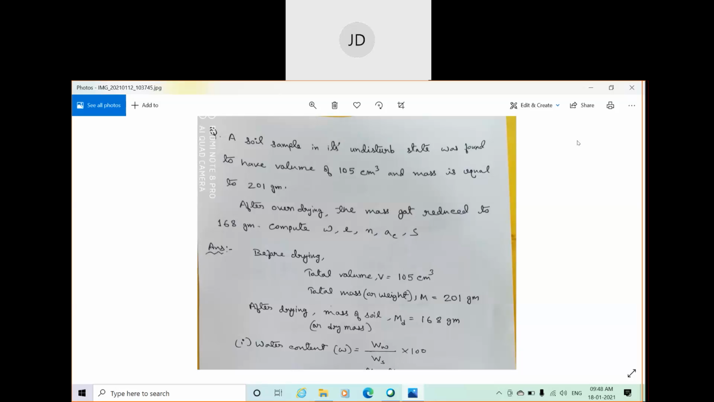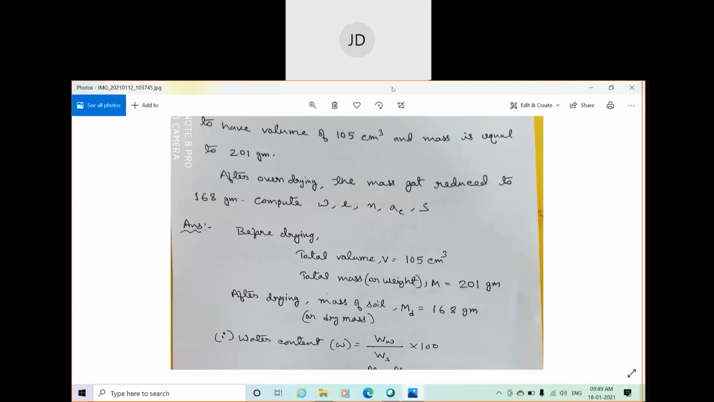Is there anyone who can tell what is small w, what is small e? You can write in the chat box if you can remember. I'm waiting. What is w? Anyone? You can write in the chat box. What is w? What is e? Anyone please? Anyone? Water, what water? W represents water. Anybody else?